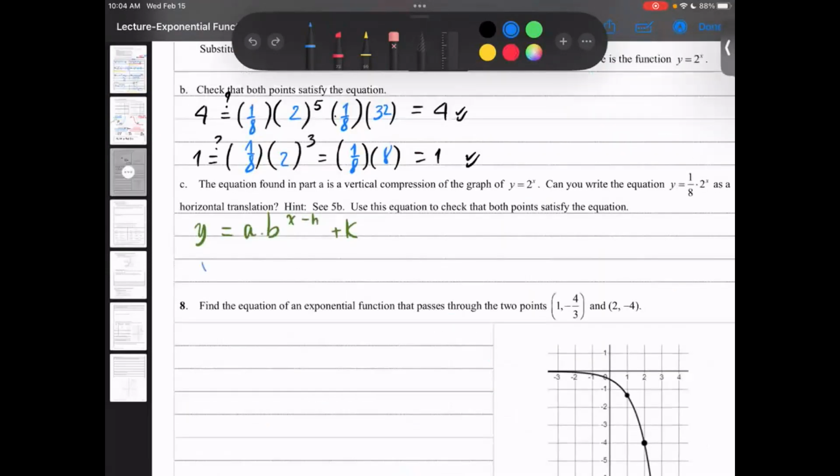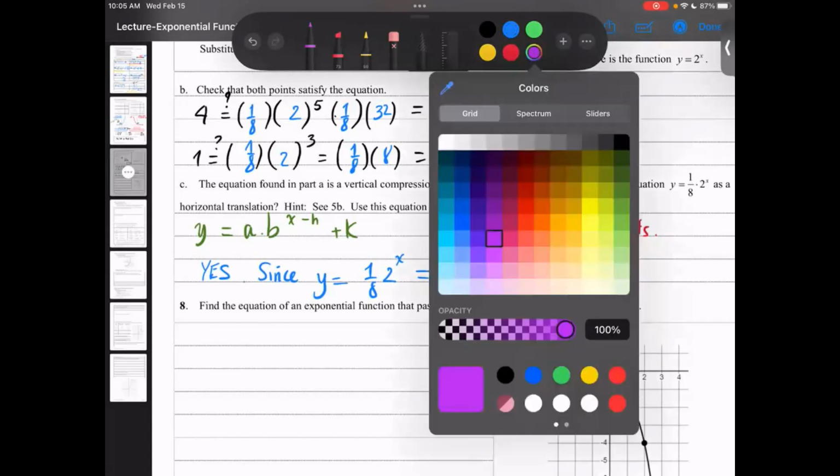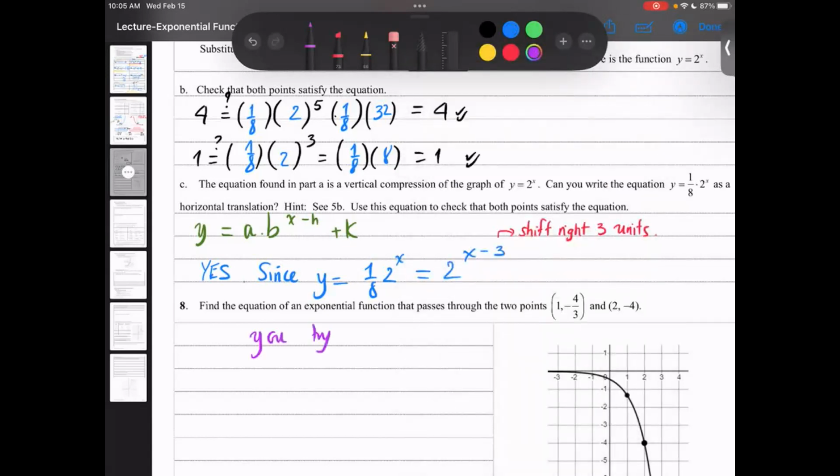So you say yes, since y equals 1/8 times 2 to the x, we can rewrite it as 2 to the x minus 3 from part 5b. This one is going to shift to the right or left? Yeah, right. Shift to the right 3 units. Number 8 is your try. Or you find the equation.